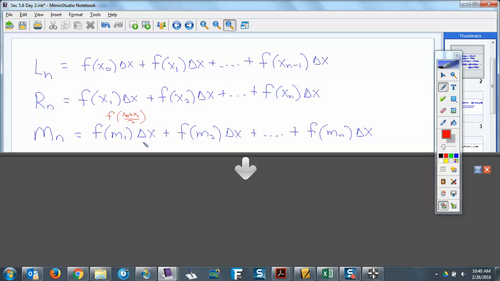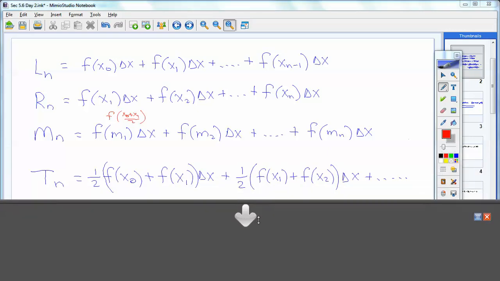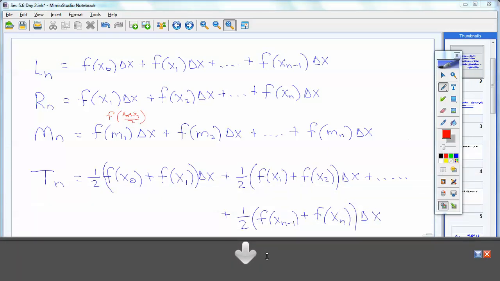So notationally, that's a challenge, and so we'll stay away from midpoints when we're doing this. And then, of course, trapezoids aren't even Riemann sums, and they're kind of messy as well. But what you'll get from writing this is, okay, here's my trapezoid formula.